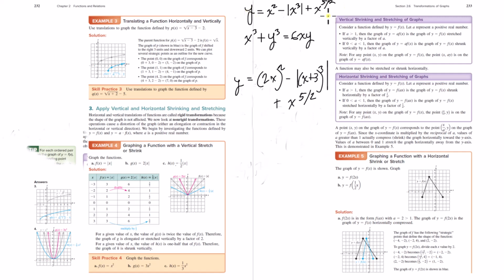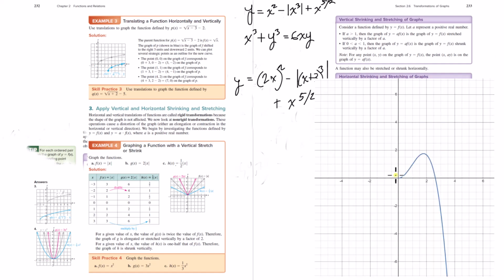Okay, we've got this. Here's the basic function, right? But now we're not going to apply a transformation to the whole graph as a unit. We're going to be applying certain transformations to the components of this basic expression. So you're not going to be able to see it. Watch. Let's take a look.